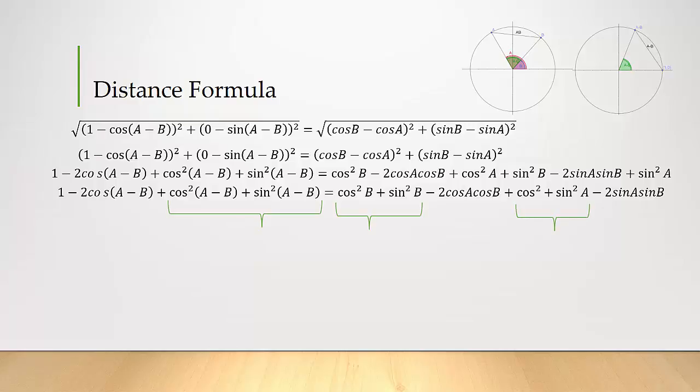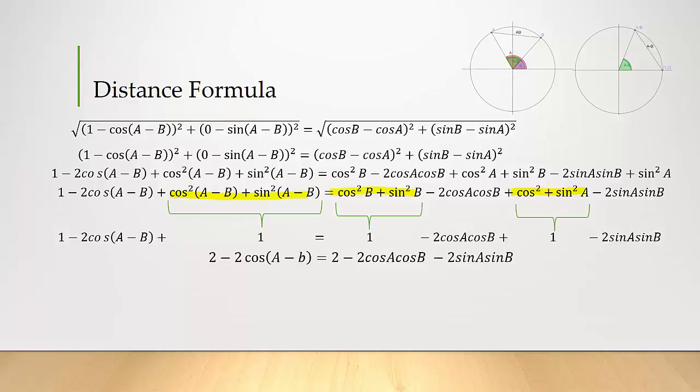So here you'll see cosine squared of A minus B plus sine squared of A minus B. Well, that's the same as 1. And on the right-hand side of my equal sign, I have cosine squared B plus sine squared B. So that value is 1. And this value is 1, and this value is 1. So those can all be converted into 1s.